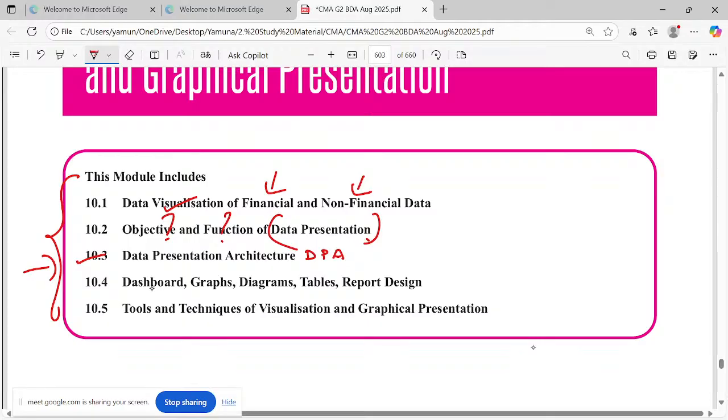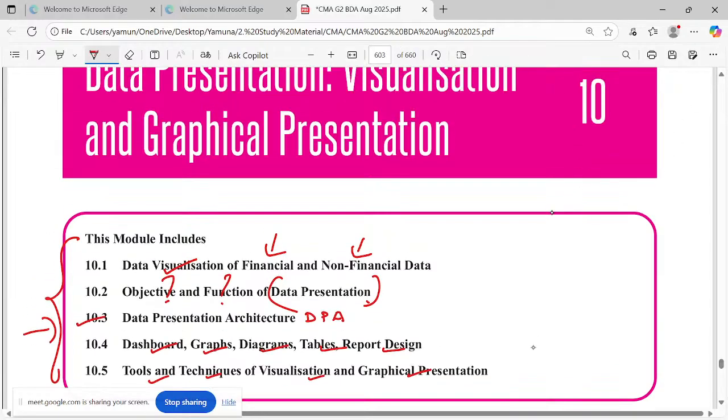Then graphical side: dashboards, graphs, diagrams, tables, report design and all. And we have the tools and techniques for data visualization and graphical representation. So how the data can be presented is something you probably learned in your school days or college days. Descriptive way of presentation is there.